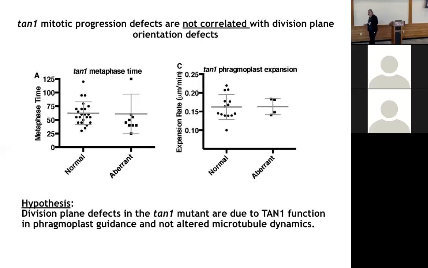So we have this hypothesis that division plane defects in the tangled mutant are really due to tangled function in phragmoplast guidance, not due to microtubule dynamics delays. So the mitotic progression delays are due to altered microtubule dynamics, but division plane specification is not.